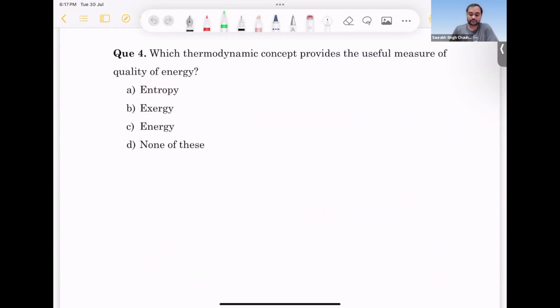Okay, quality of energy. In the previous question, we discussed that work can be completely converted into heat, but heat cannot be completely converted into work. Why? Because heat is a low grade energy and work is high grade energy. So the quality comes into the picture. Energy has quality. High quality energy can be completely converted into low quality energy, but low quality energy cannot be converted into high quality energy completely. There will be some loss. So which thermodynamic concept provides this measure of quality?